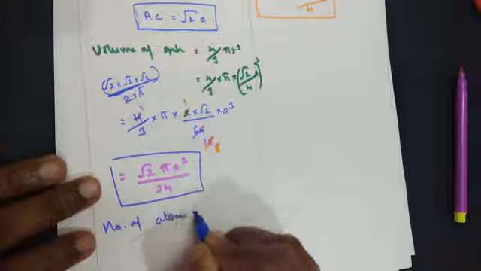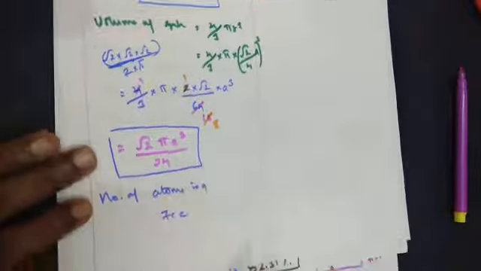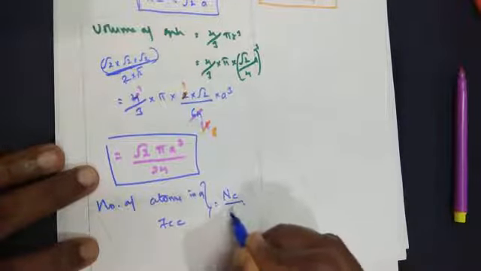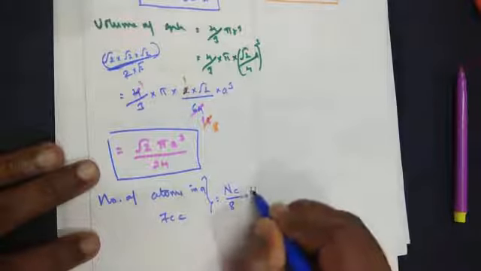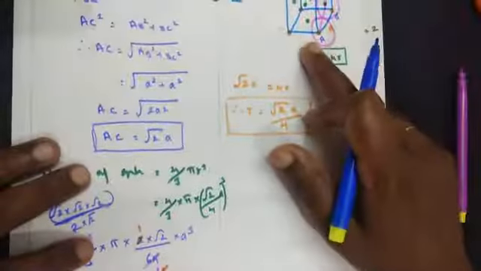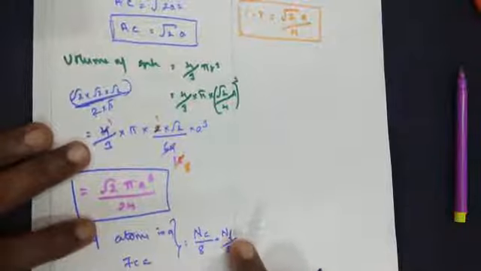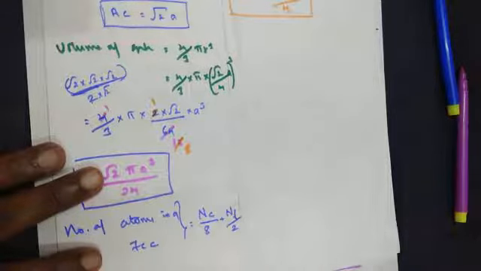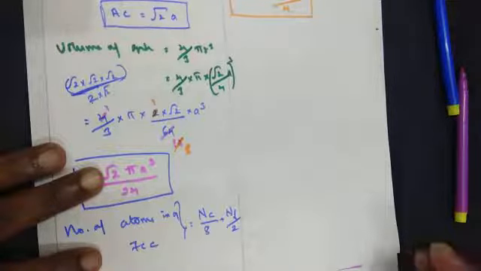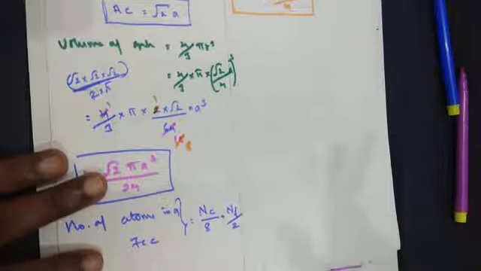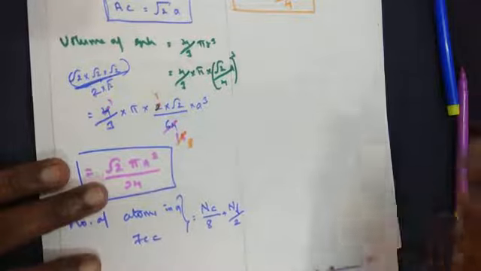Number of atoms in an FCC unit cell. The formula, if you remember, is NC by 8 plus NF by 2. NC stands for number of atoms at the corner. NF stands for number of atoms within the faces. So how many faces are there? 6 faces are there. Do the atoms at the faces contribute 1/4 of their part or 1/2 of their part or 1/8? They contribute only half of their contribution to a particular unit cell.